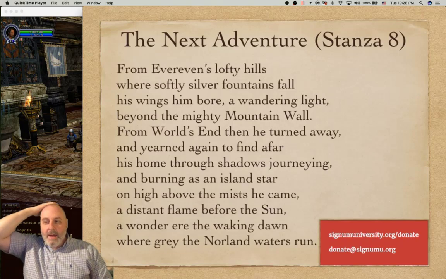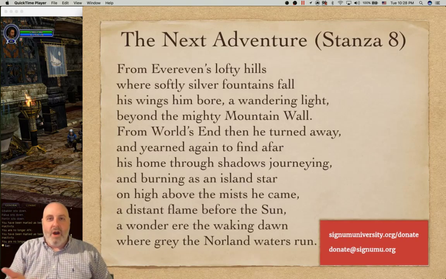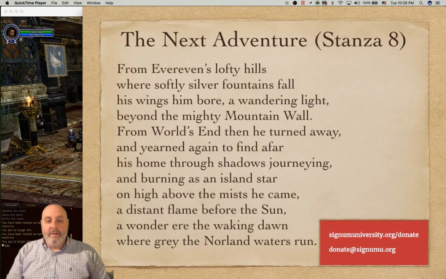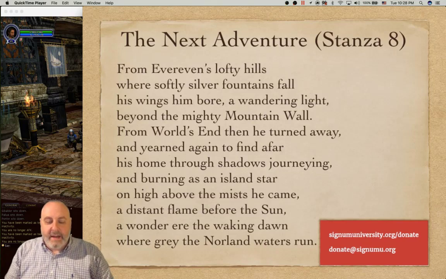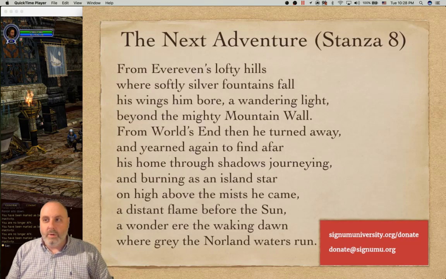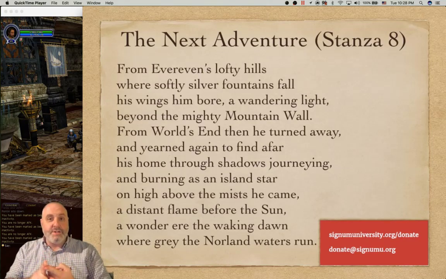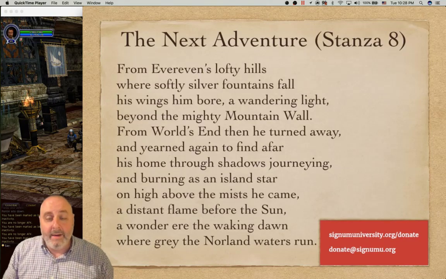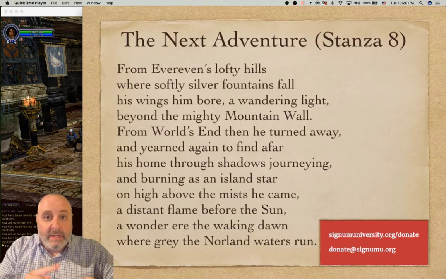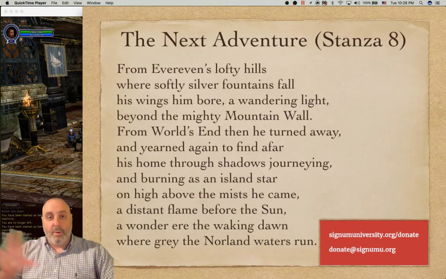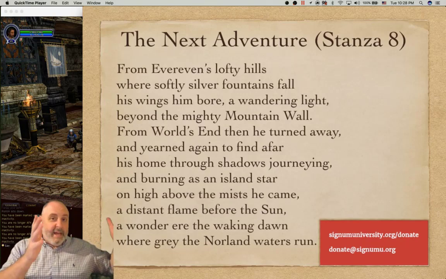But here, several of you are arguing that he's not driving the boat, but he is. I mean, it says right there, "from world's end, then he turned away and yearned again to find afar his home through shadows journeying." So he turns away. We're told that he turns the ship away, and we're told why, right? It's in following his own desire that he turned away from the world's end, right? World's end meaning Valinor, right?